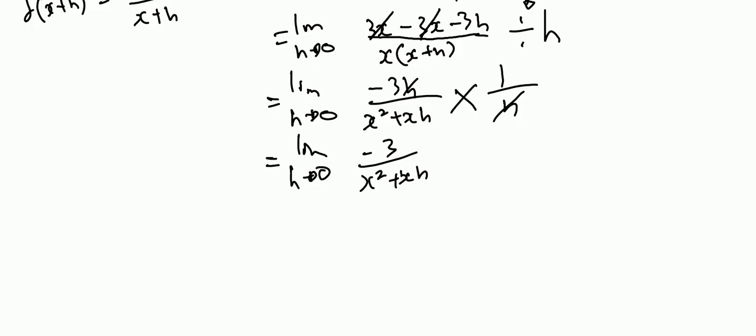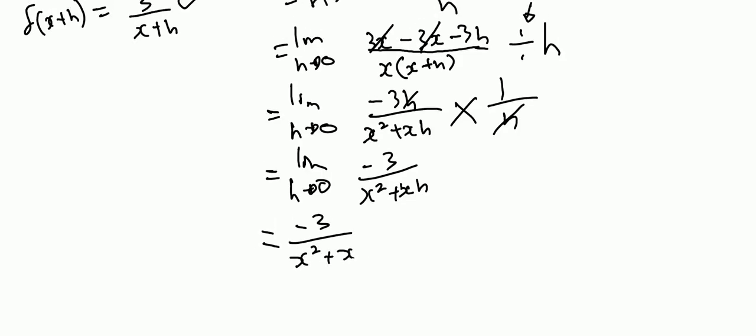Then now we can substitute 0 where we see our h. Remember, when we substitute 0 where we see our h, we don't write the limit anymore. We are going to say negative 3 over x squared plus x into 0. Negative 3 over x squared plus x multiplied by 0, which is 0. That means your solution is negative 3 over x squared.